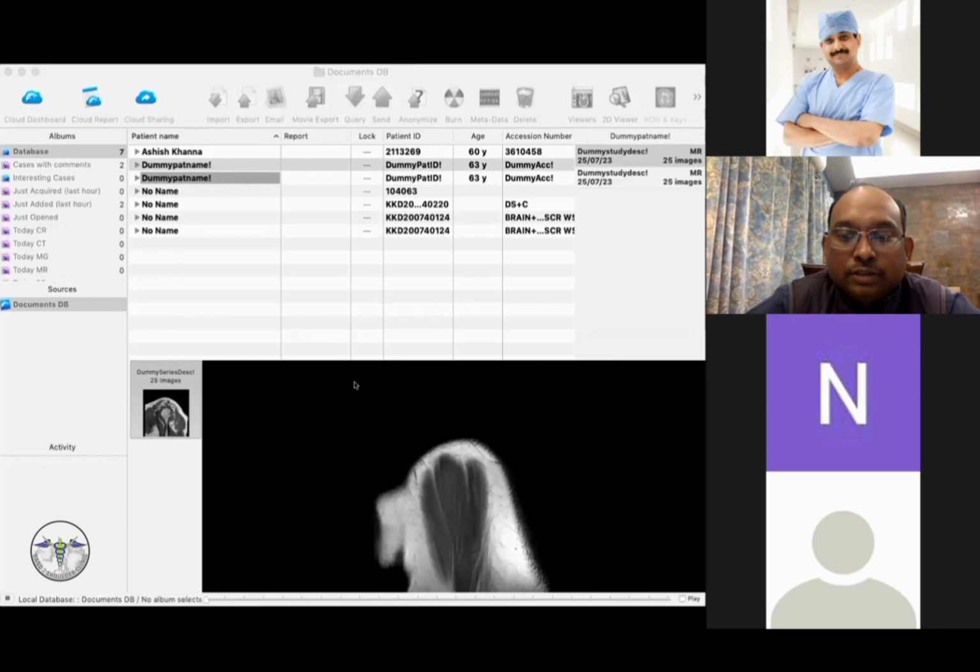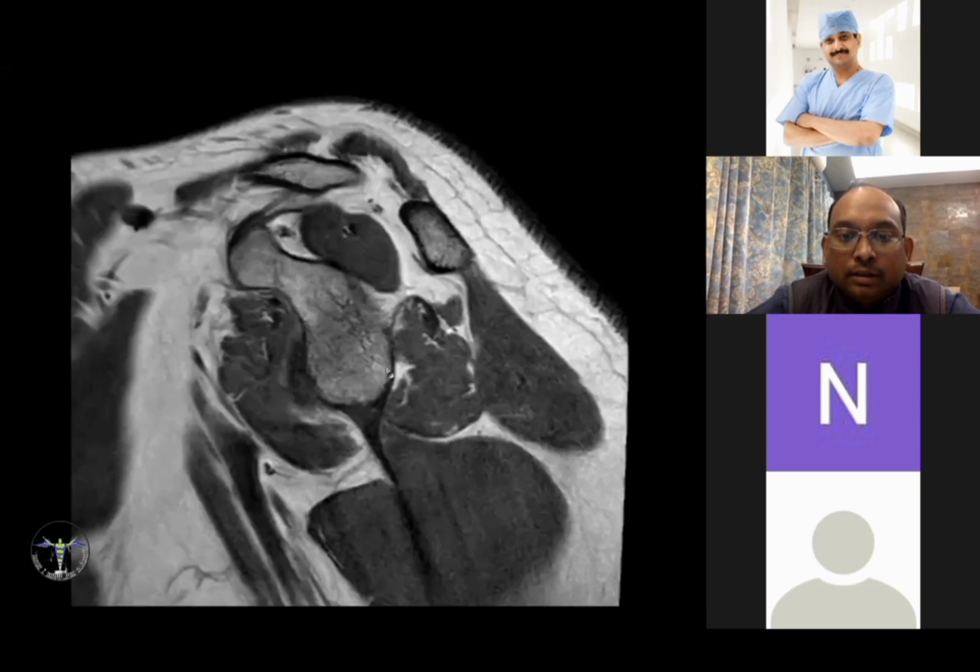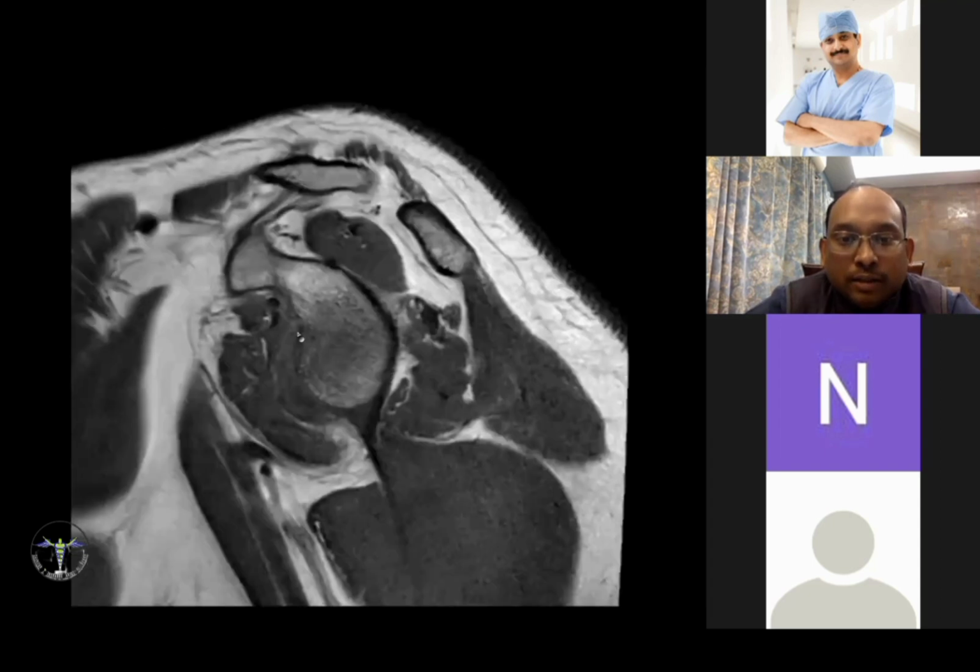So this image is visible? Okay. Yes, visible. Yeah. So this is the sagittal image where you are able to see the whole rounded shape of the inferior glenoid is preserved, while there is some irregularity here in the anterior cortex. So definitely there is some degree of bone loss, but it is not very significant.